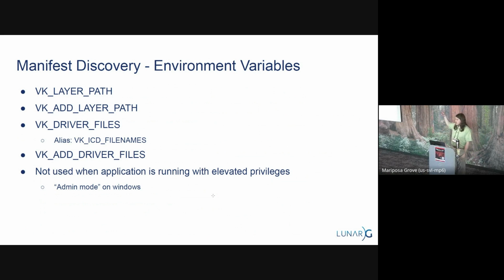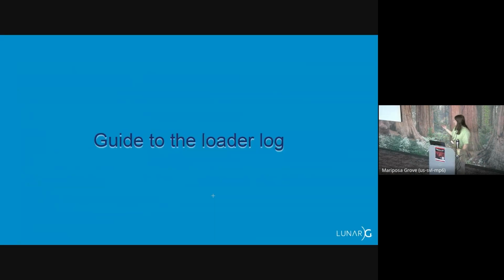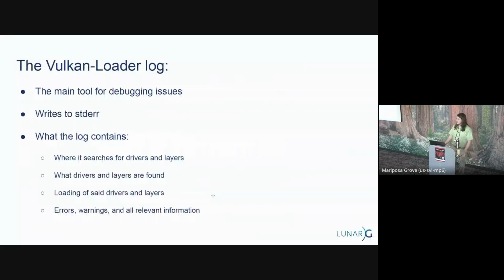The difference between layer path and add layer path is that layer path redirects the explicit layer search paths, whereas add layer path adds to the default list of search paths. Same principle with driver files. It will set the path that drivers are searched in, or it will add a new path to the default set of search paths. So let's now actually look at the loader log, the main debugging tool. Can I see a hand of how many people have actually looked at the loader log before?